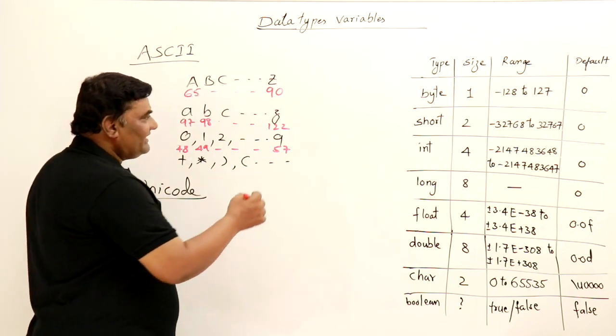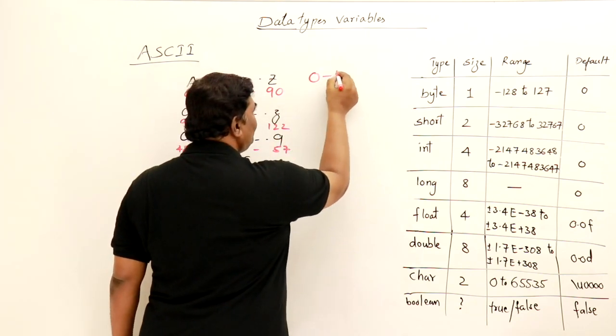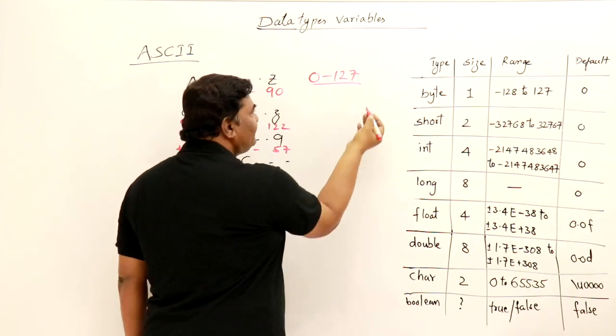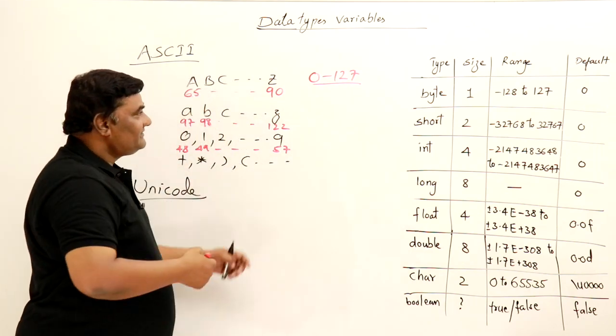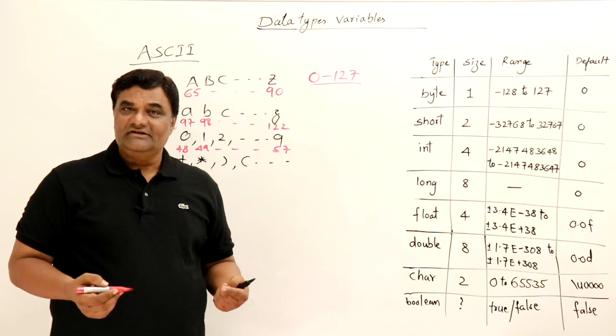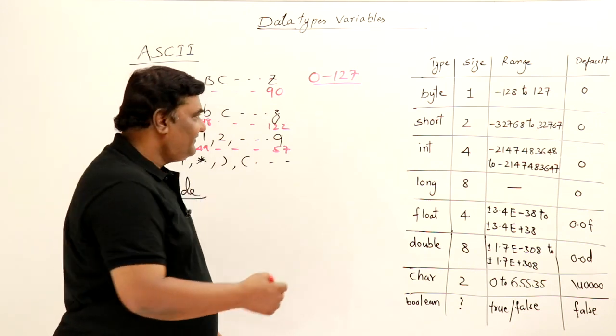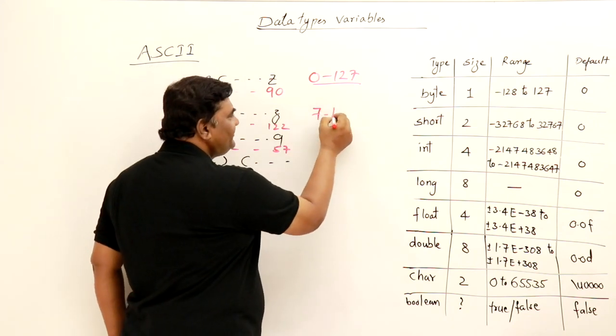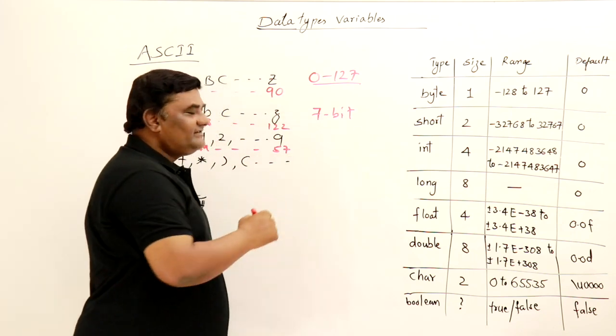And the ASCII codes actually range from 0 to 127. This is the range, with all the special characters included, within 127. So for the largest value 127, only 7 bits are sufficient. So ASCII codes are only in 7 bits.